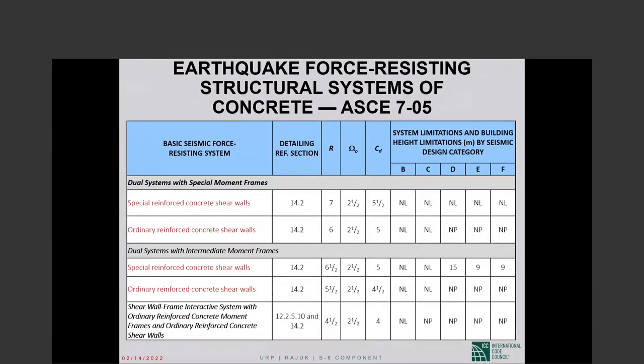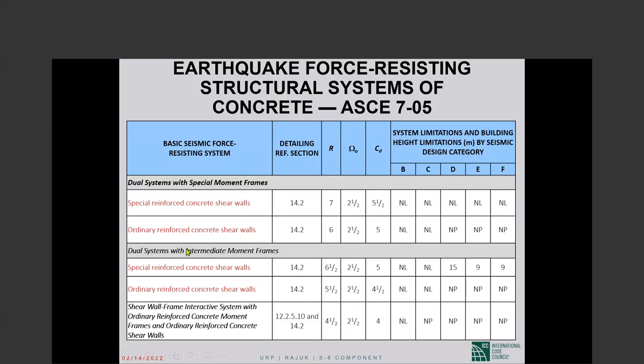If I choose a dual system comprising intermediate moment frames with special or ordinary shear walls, and the seismic design category is D, how should we detail frames and shear walls? Should we follow special detailing for frames and shear walls? I don't know why there is a question here.